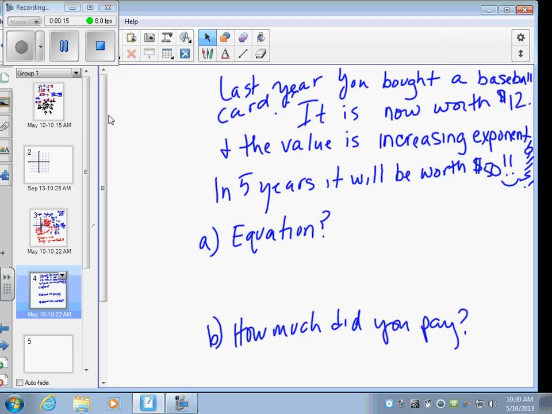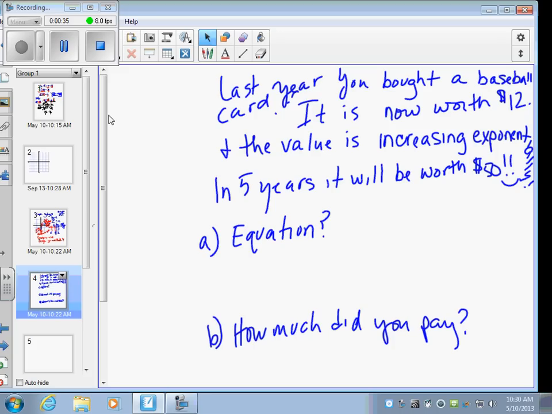So the situation we have here is that last year you bought a baseball card. It's now worth $12, so that is a really fancy baseball card. The value is increasing exponentially because it's so hot. Everybody wants this thing. So in 5 years, it's going to be worth $50. So you have some information there.